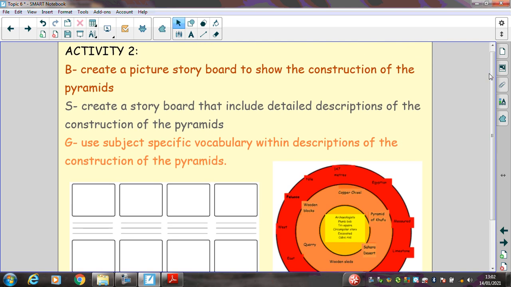Okay, but the important part is that you're recognizing the steps that it took to build the pyramid, but also the vocabulary that went along with it. Okay, happy with that? Right.